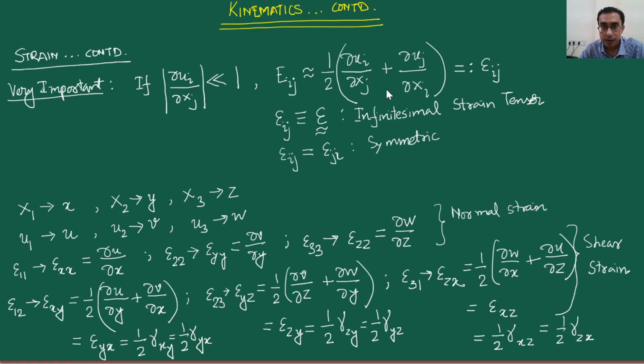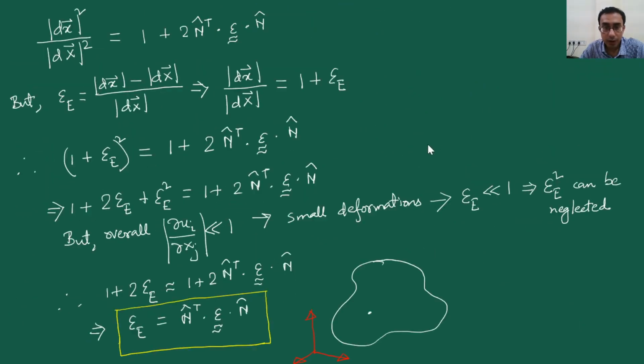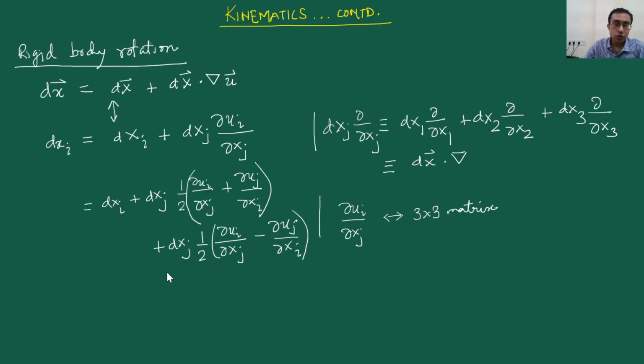Half del ui del xj plus del uj del xi, that we had chosen to define as the infinitesimal strain tensor. So that is exactly the term that we have encountered right now. So we recognize that half del ui del xj plus del uj del xi is nothing but the strain tensor.